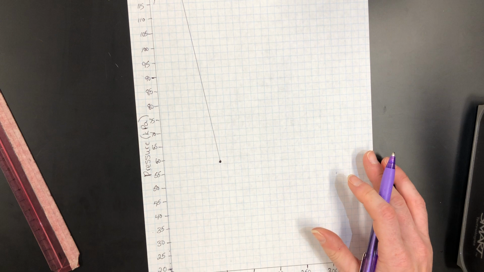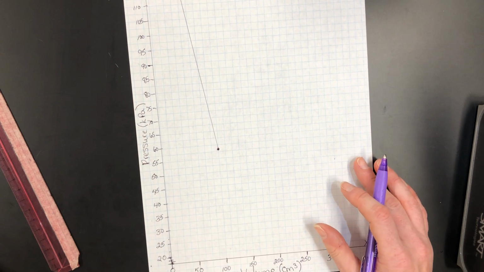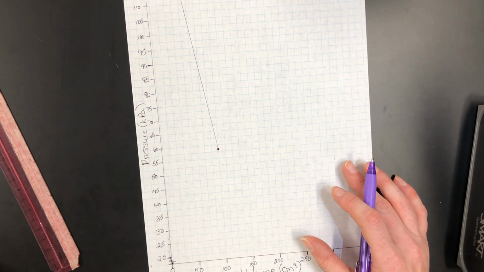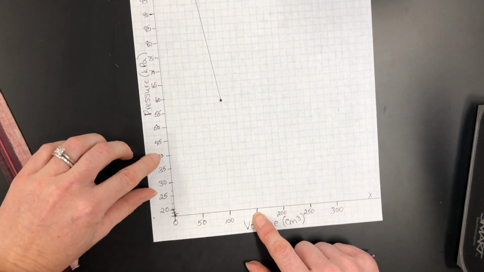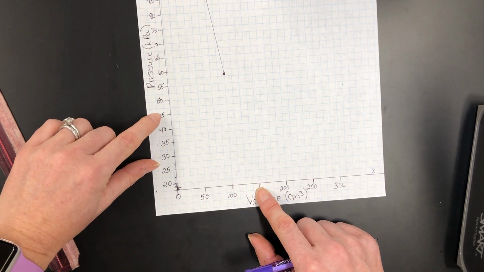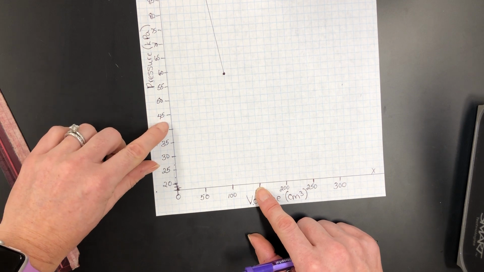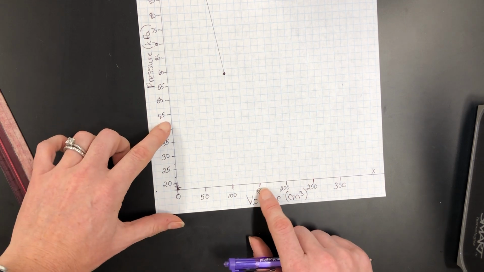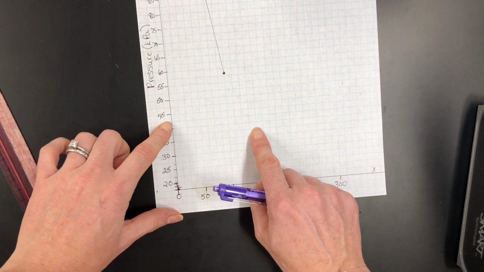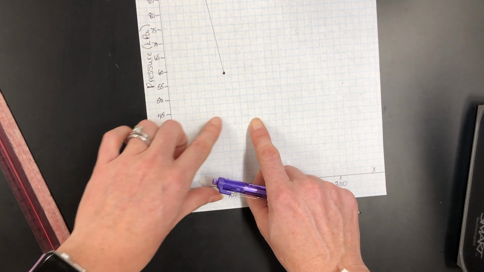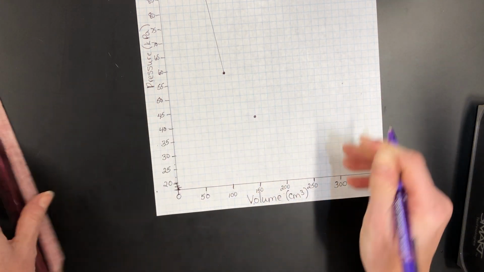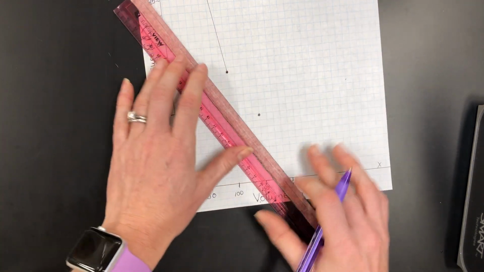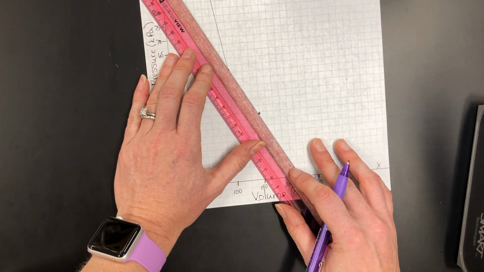Our next point is 150, 42. Volume is 150, pressure is 42. So there's 40, that's 45. 42 would be right around on this blue line. So here's 150. And we connect them with the ruler.